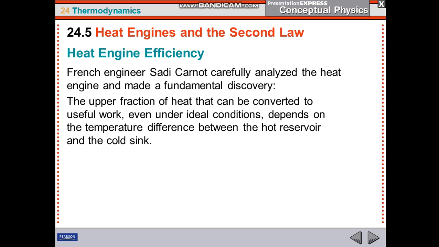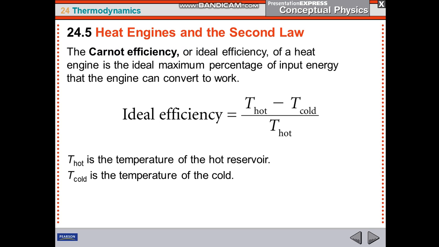How is the efficiency of a heat engine determined? French engineer Sadi Carnot carefully analyzed the heat engine and made a fundamental discovery. The upper fraction of heat that can be converted to useful work, even under ideal conditions, depends on the temperature difference between the hot reservoir and the cold sink. This is called Carnot efficiency because Carnot, a scientist, developed a formula regarding the ideal efficiency of heat engines.